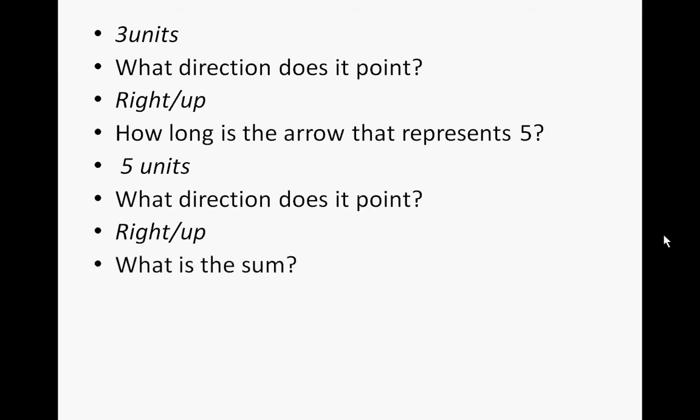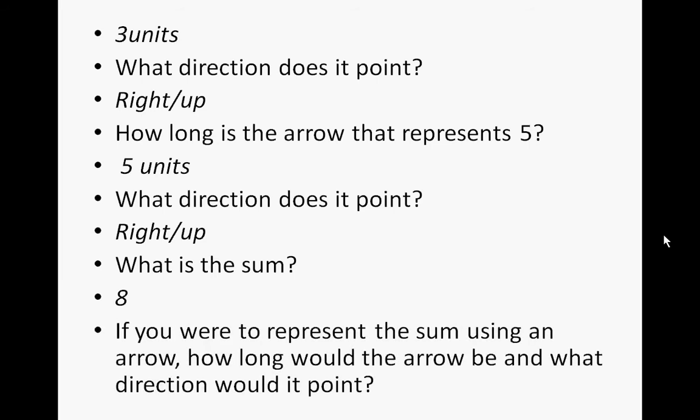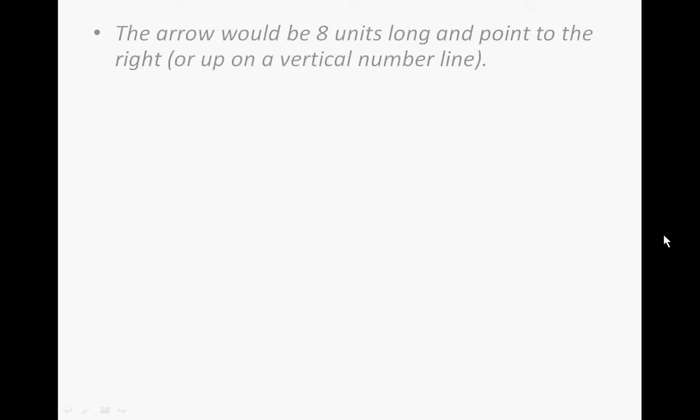So now what is the sum? The sum is 8. And if you were to represent the sum using an arrow, how long would the arrow be and what direction would it point? Well, the arrow is going to be 8 units long and it's going to point to the right, or it's going to point up on a vertical number line.